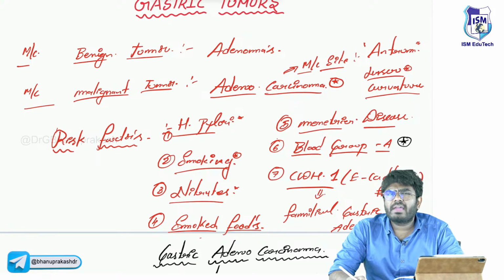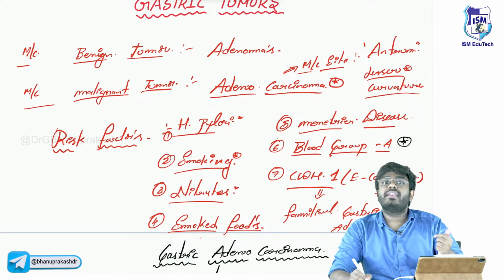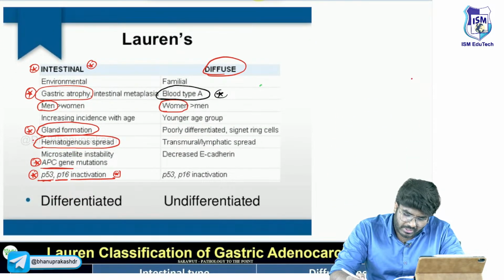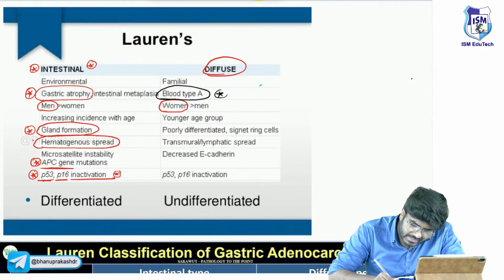So those persons who have blood group A are at a risk of developing gastric adenocarcinoma. But which type of gastric adenocarcinoma? The diffuse variant of gastric adenocarcinoma. Here women are most commonly affected, especially in the younger age group.